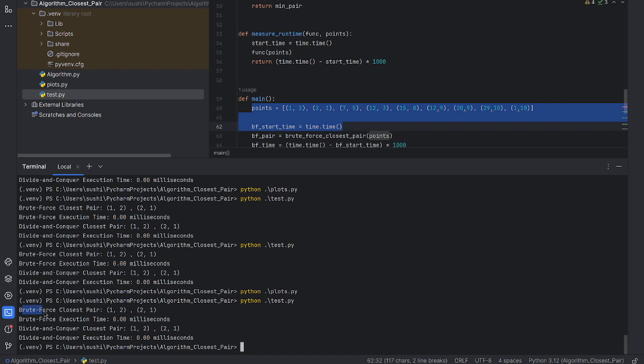As we can see here, it returned the closest points 1, 2 and 2, 1, and the execution time is obviously 0 seconds since the input size is so small.